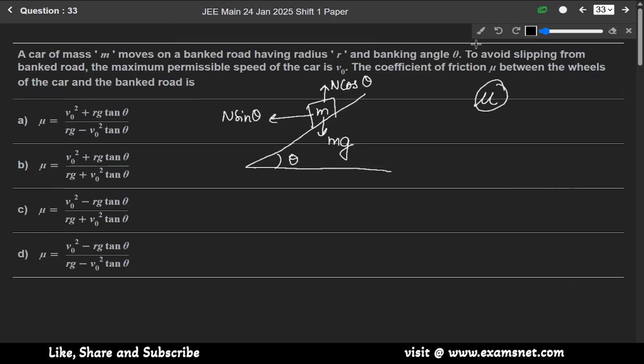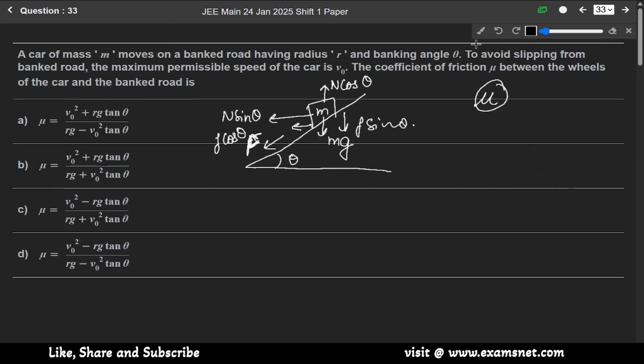So if the car is having mass M, mg will act in the downward direction, N cos theta will act in this direction and N sin theta will act in this direction. And the friction force is in this direction, F. Resolving the force component into two parts, F cos theta will be in this direction and F sin theta will be in this direction.